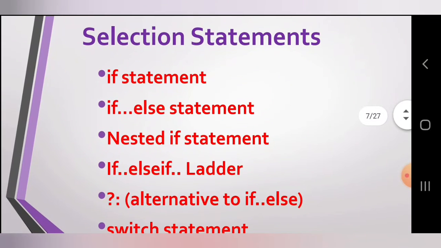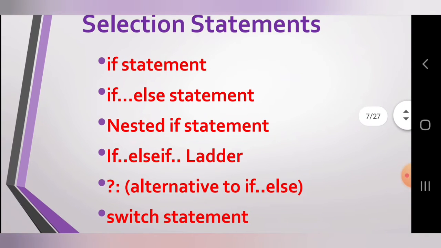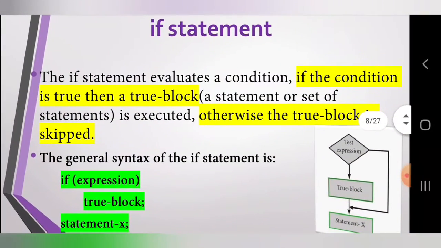Selection statement. Now you can see what the different kinds of selection statements used in C++ are. If statement, if else statement, nested if statement, if else if ladder statement, and then question mark colon, an alternative to the if else statement. We already learned that question mark colon is the conditional operator. This conditional operator is used as an alternative to the if else statement. And then the switch statement. We can see the statements one by one. First we see about the if statement.